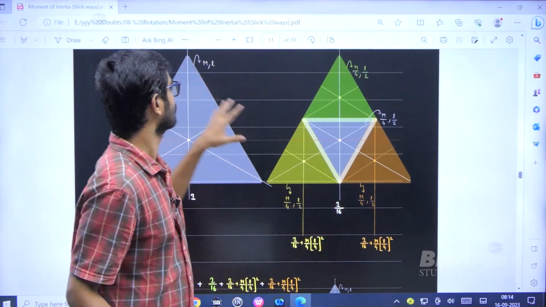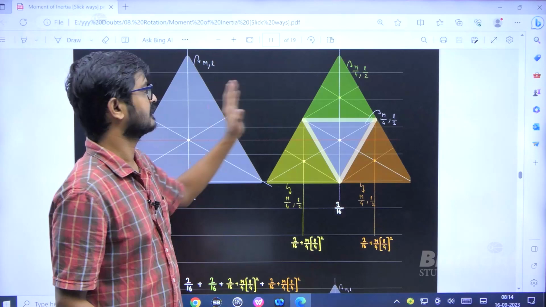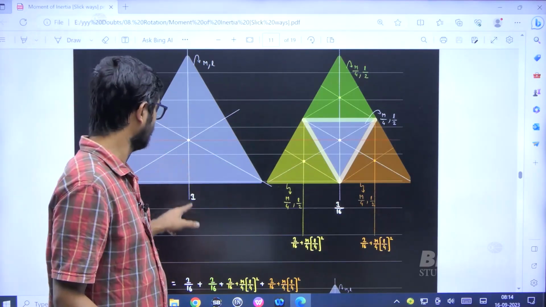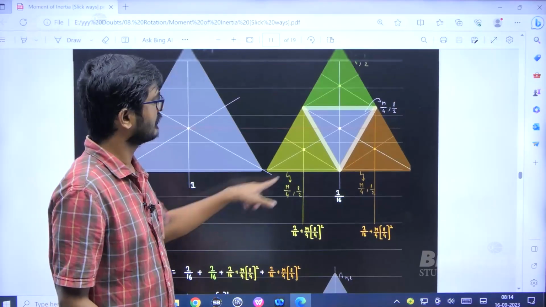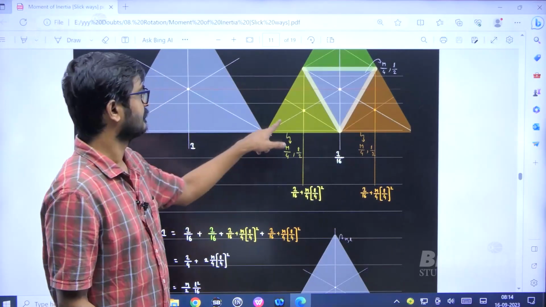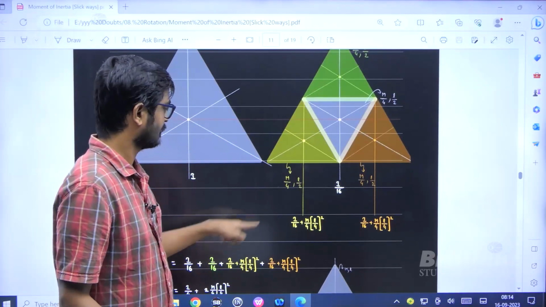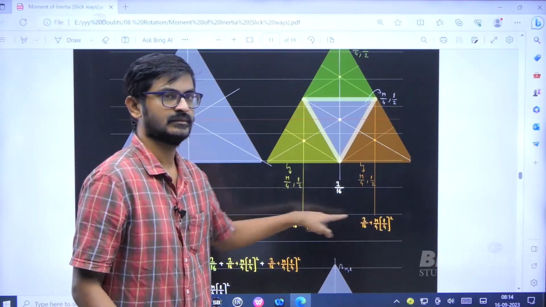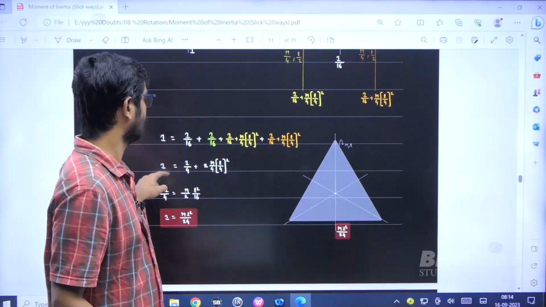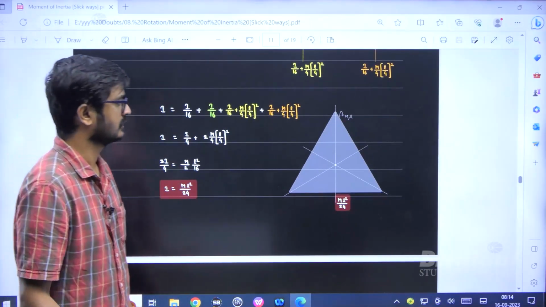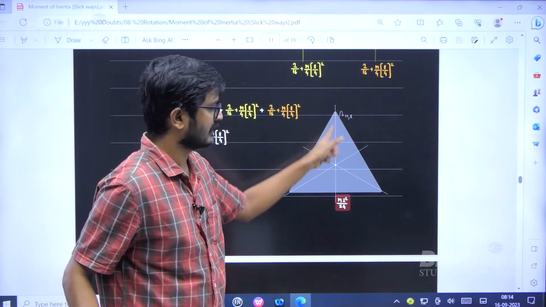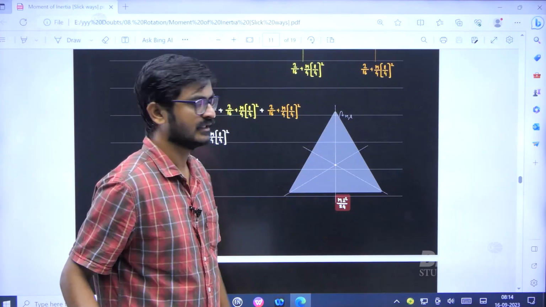But you know, the figure is the same, so the moment of inertia must be the same in both cases. So I is equal to the moment of inertia of the white triangle plus the green plus the yellow plus the brown. When you solve for it, you will get ml square by 24. So the moment of inertia of an equilateral triangular lamina about this axis is ml square by 24.